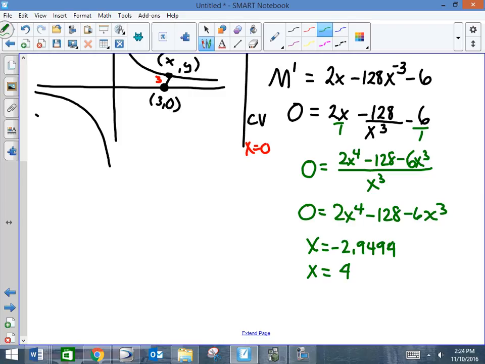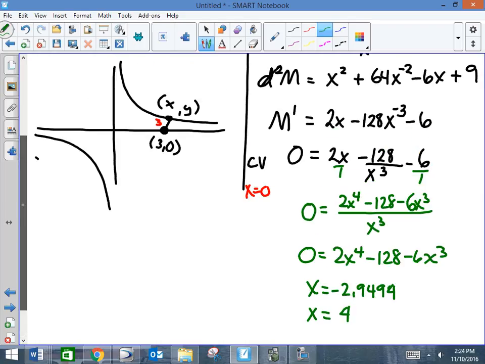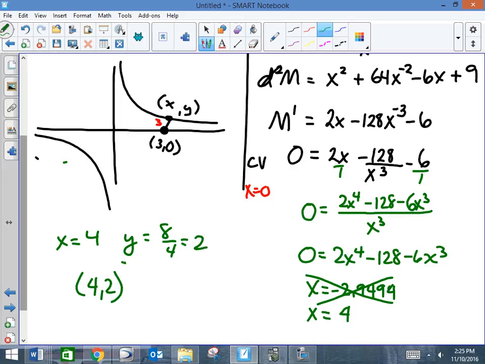You gotta plug in. Now, here's the thing. Use your figure. The -2 point is way over here. You think that's going to be closest to 3, 0? No. So at x equals 4, what's y? 8 over 4, which is 2. There's your closest point, 4, 2. That's the only way you can find out which point to use, by looking at the graph.